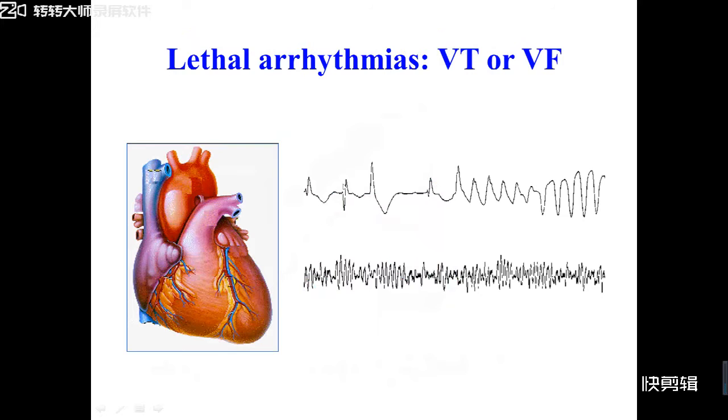And this one is the ventricular tachycardia ECG. And this is very fast. It is the ventricular fibrillation ECG.